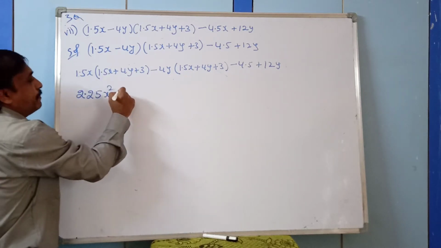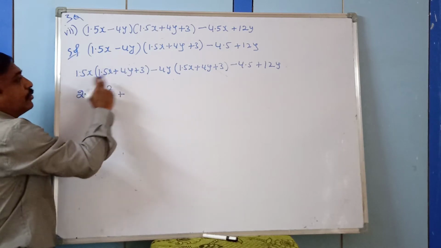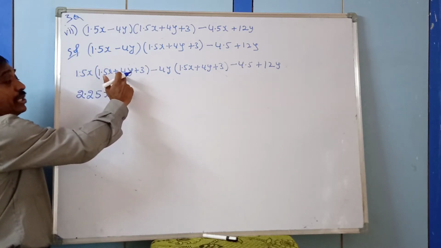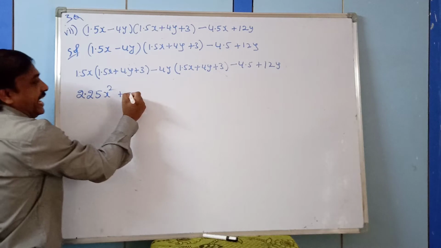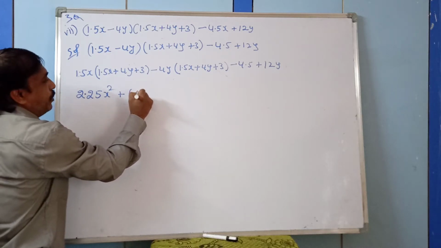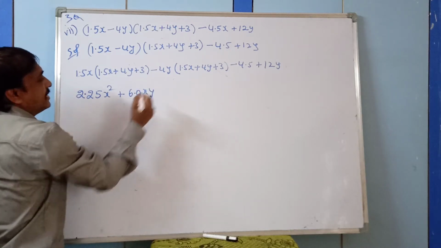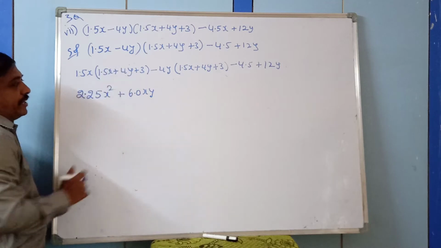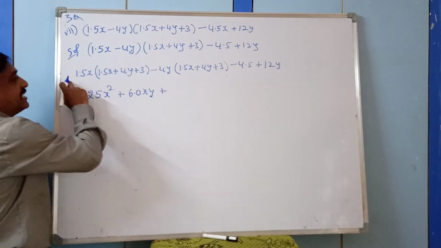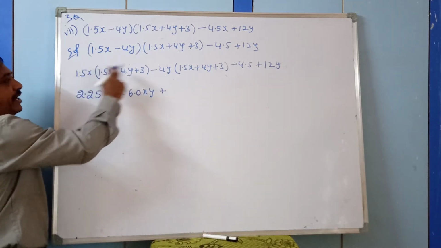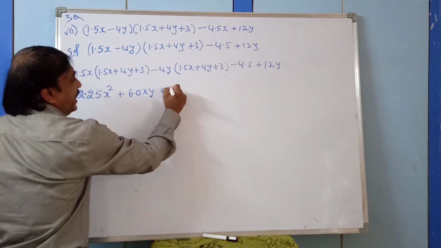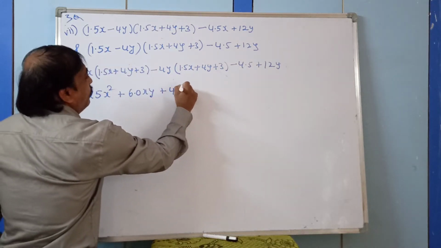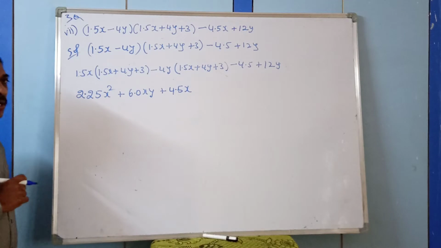Plus into plus. 1.5 into 4. 15 4s are 60. So you will be obtaining 6.0xy, x into y, xy. Plus into plus. 1.5 into 3. 15 3s are 45, which is nothing but 4.5x.